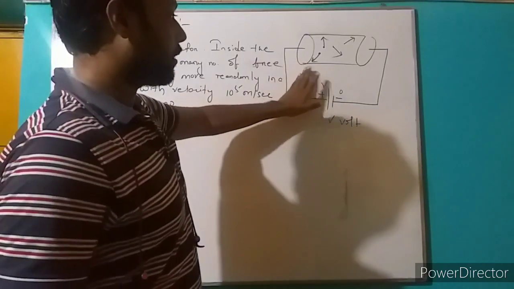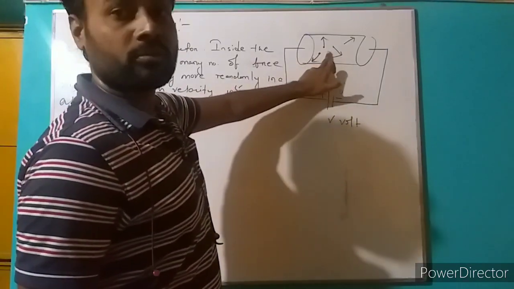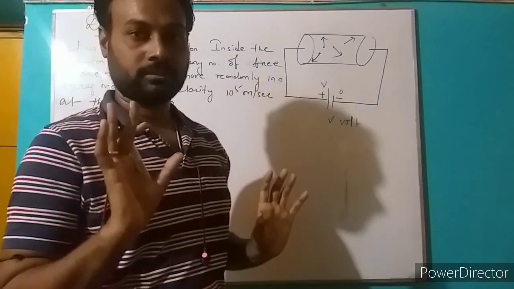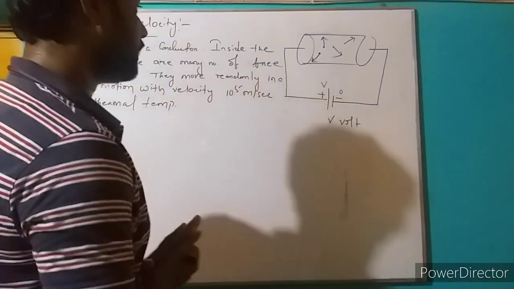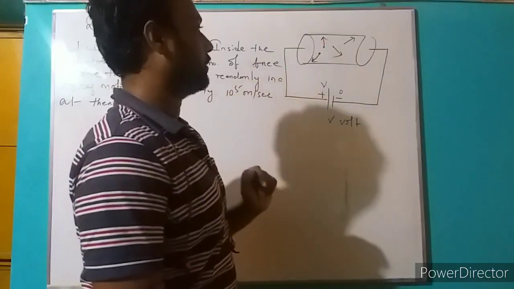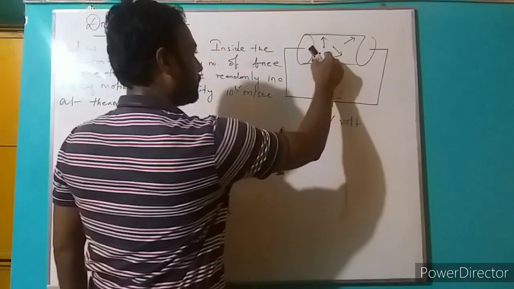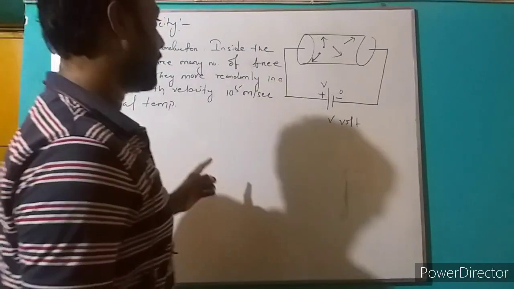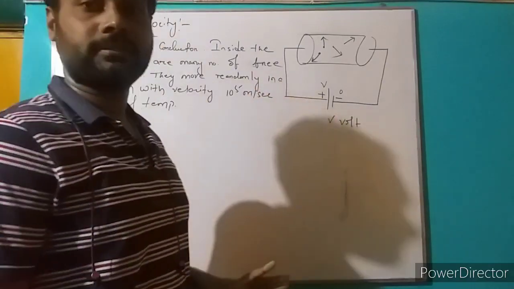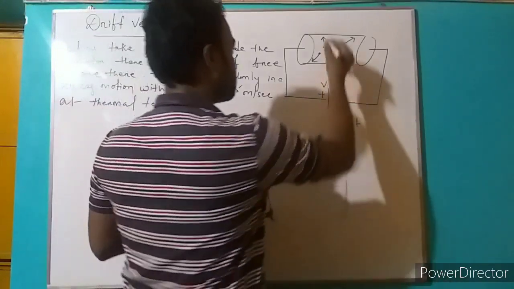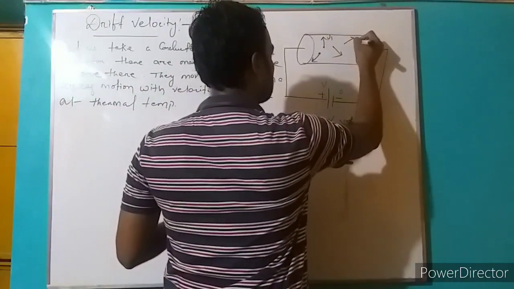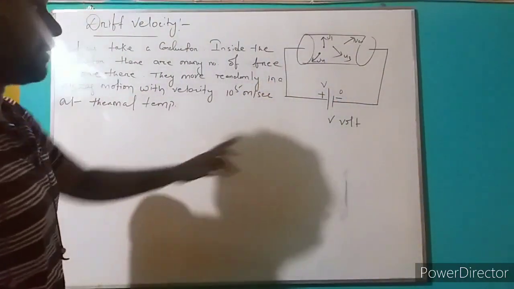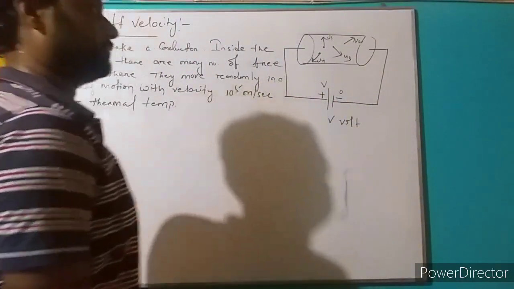Before connecting the battery, the electrons are moving with certain velocities, so the initial velocities become u1, u2, u3, u4 before connecting the battery. Clear?